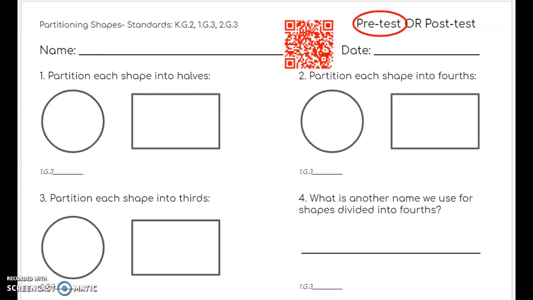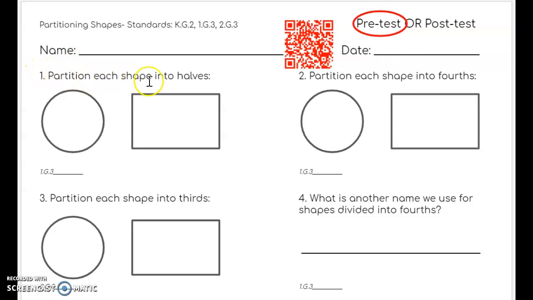Today's math test is over partitioning shapes, so we're going to be dividing shapes into equal parts. Up at the top, please write your name and look on the board and write the date for today. Remember, you can pause this video as you're writing your answers if you need more time, or you can rewind and re-watch part of the video if you need to hear the directions again. So let's get started. Number 1.